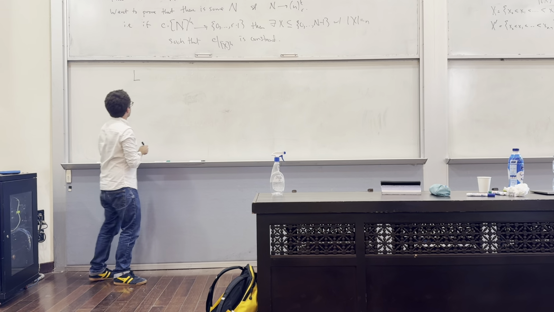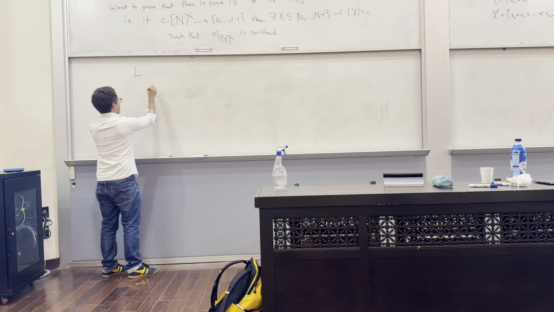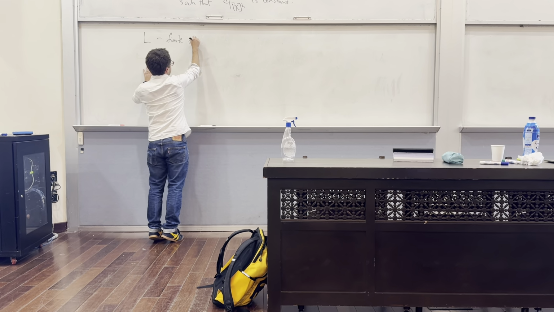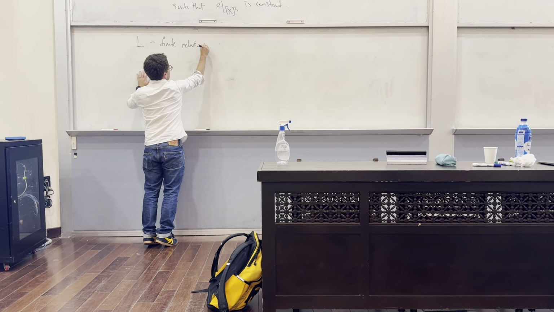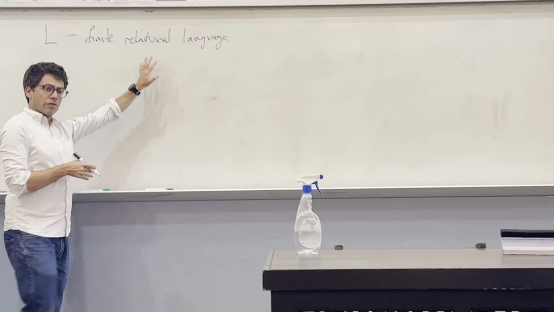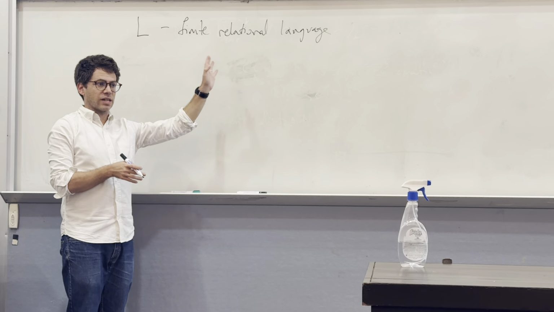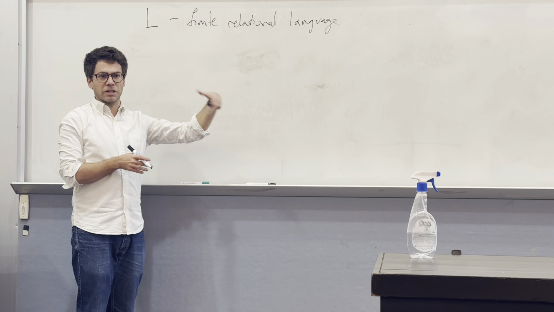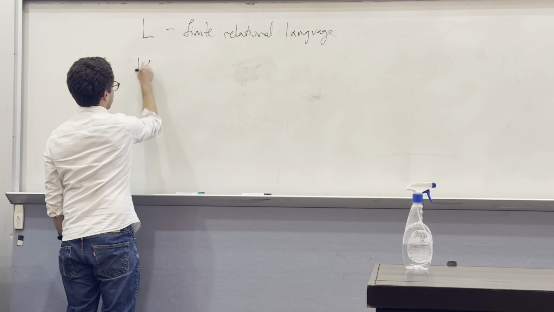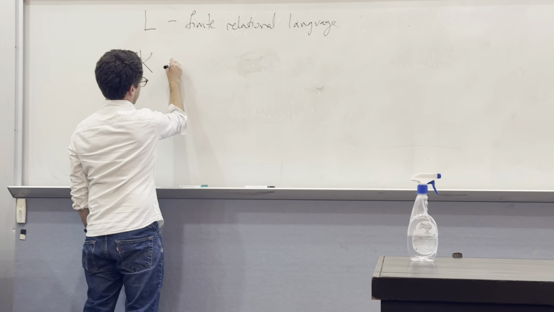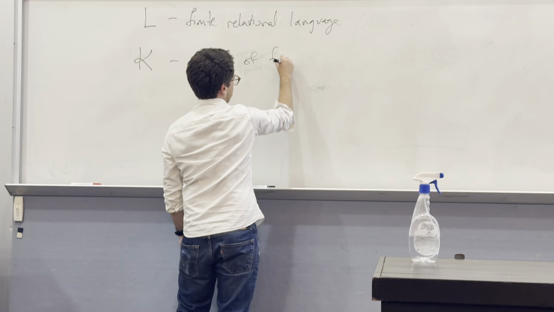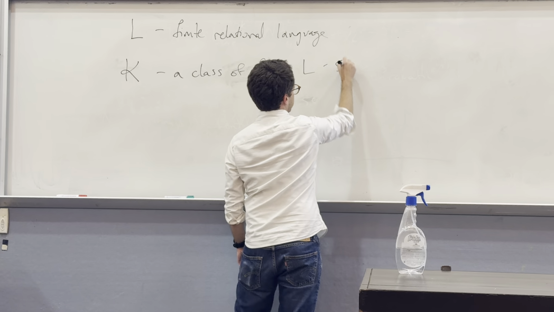Oh yeah, sure. So we're going to have L, which is a finite relational language. So just recall, this means that we have some finite number of symbols, like less than, or like a graph relation, or whatever. So we have a finite relational language, and we're going to have K, which is a class of finite L structures.